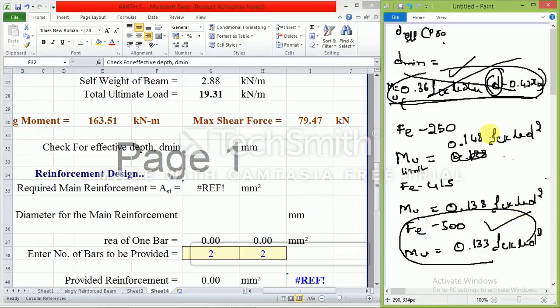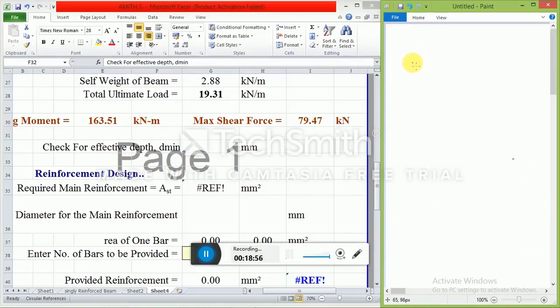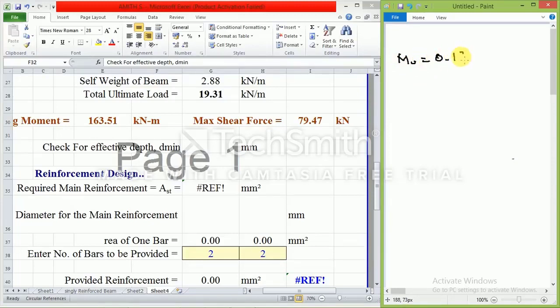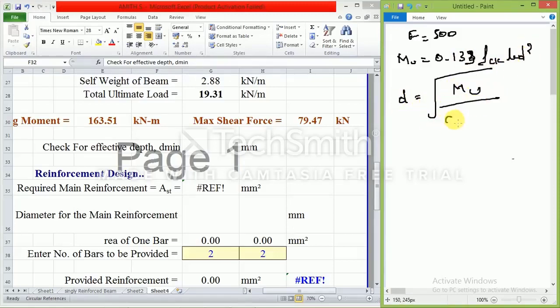So let us make use of this formula and calculate D, which is what we need to find. What is MU? We already know it is the maximum bending moment. FCK we know is M20 concrete, and B is the width of the beam. MU limit is equal to 0.133 FCK BD square. So D is equal to the root of MU divided by 0.133 FCK into B.